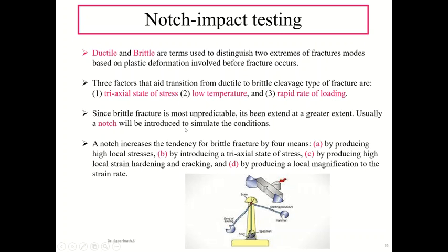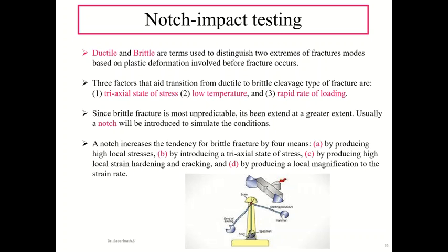Since the brittle fracture is most unpredictable, it has been studied to a great extent. The notch will be introduced to simulate the conditions. So the impact testing techniques were used to find the fracture characteristics of the material. Okay, so there are generally two standards, Izod and Charpy test, which are used to measure the impact energy.